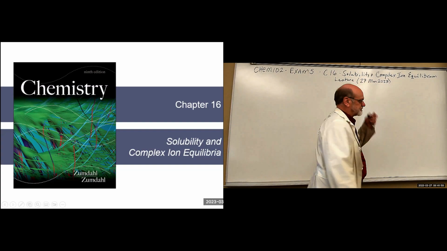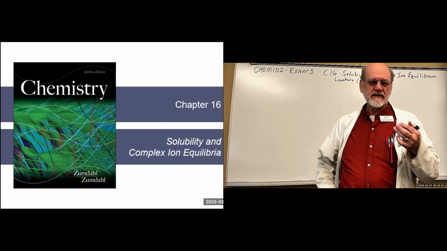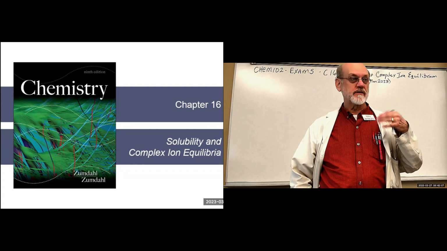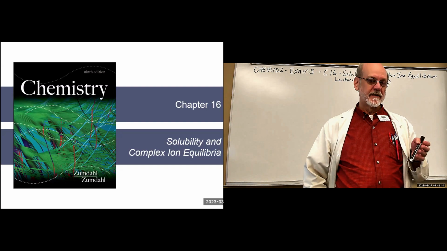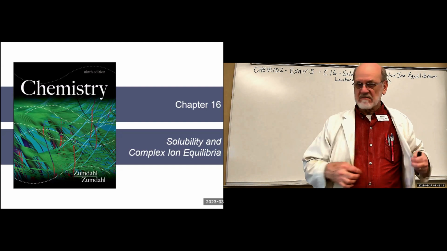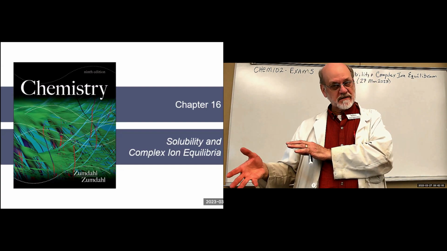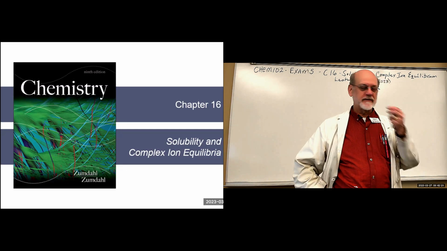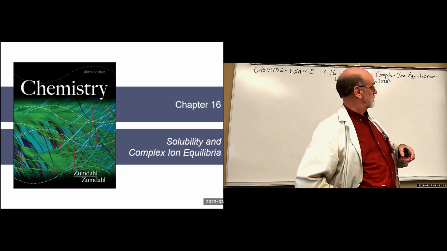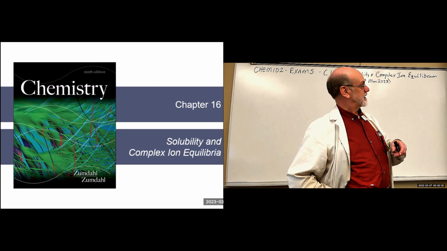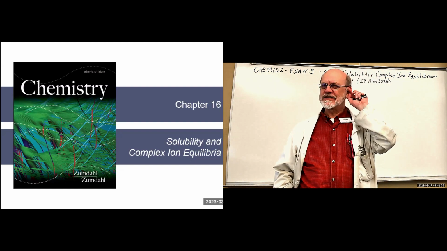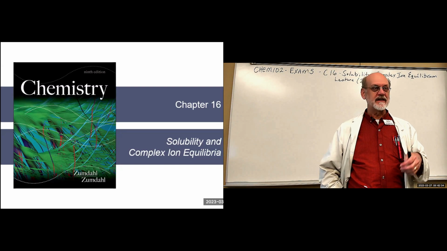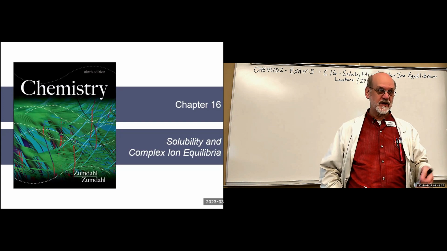All right, chapter 16. This topic is on solubility, and afterwards, an influencer of solubility is complex ion equilibrium. This is going to be an extension of our discussions of equilibrium. When we went through that chapter, I gave you forewarning that equilibrium was going to come back. And it did in acids and bases, and now it's going to come back in solubility.